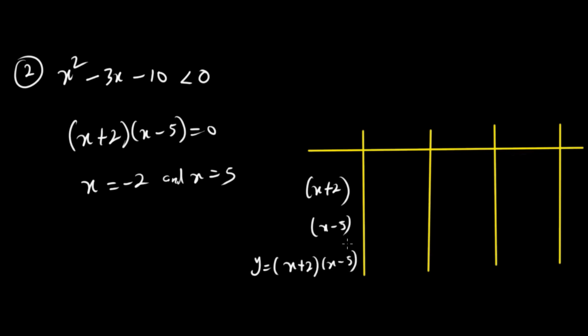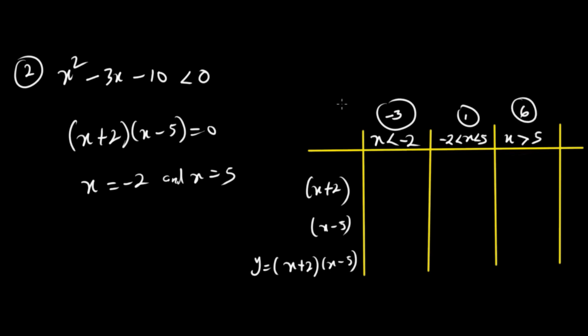Again, as I mentioned in the last example, this follows the same convention. We are going to have x less than the smallest, which is negative 2. Now we have negative 2 less than x less than 5. And then we have x greater than 5. So this is the convention whenever we are drawing the sign chart. You can pick any value that satisfies each range. So for x less than negative 2, you can pick negative 3. Then you can pick 1, and then you can pick 6.